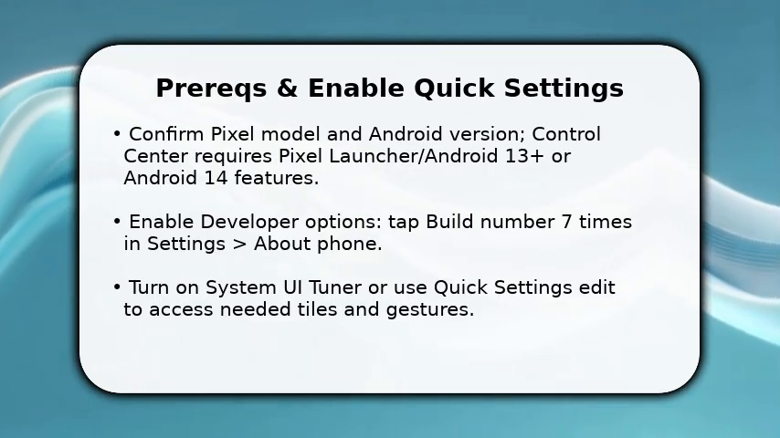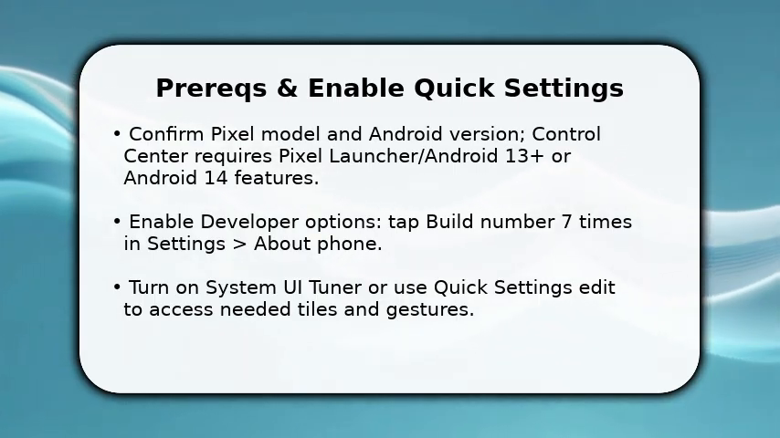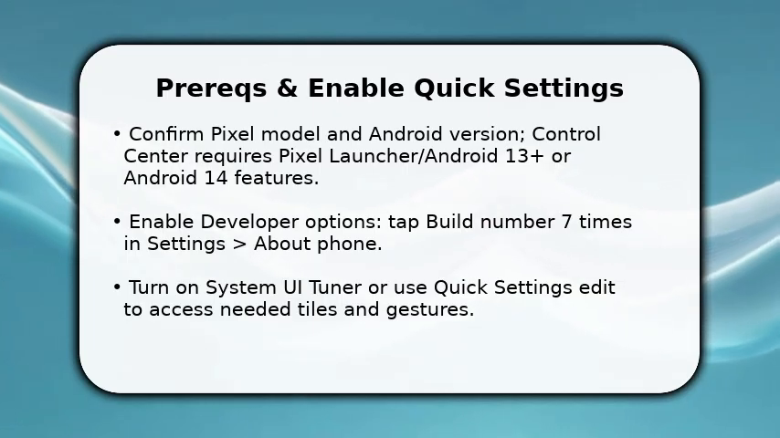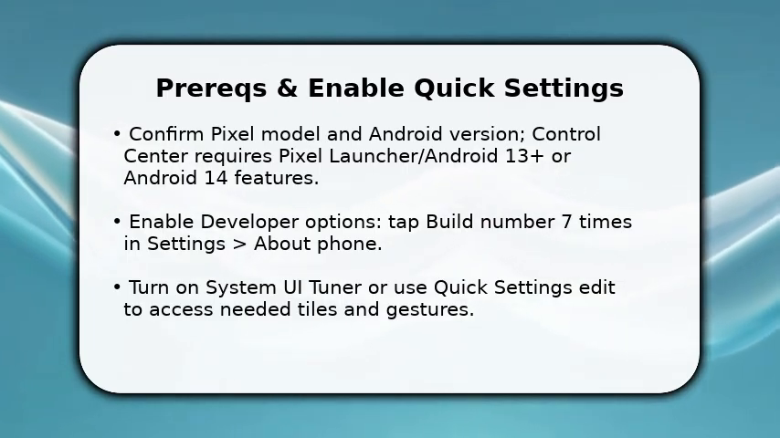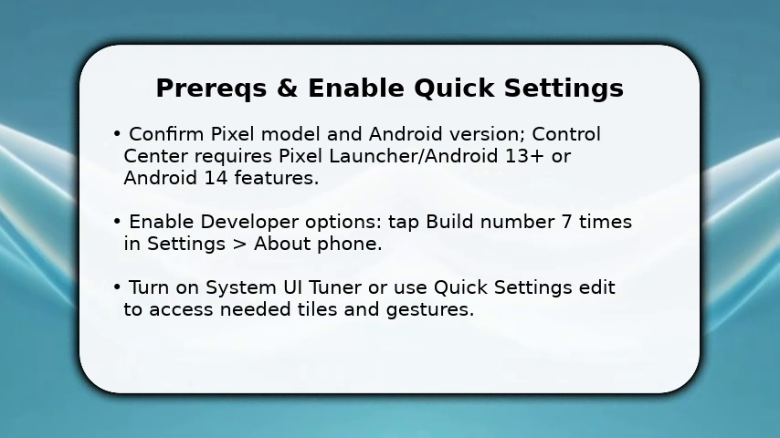Next, open Quick Settings and tap Edit to reveal hidden tiles. This gives you access to Control Center-related tiles and the gestures that trigger it. If System UI Tuner appears, enable it now so advanced layout tweaks become available. This sets up the environment for the next configuration steps.